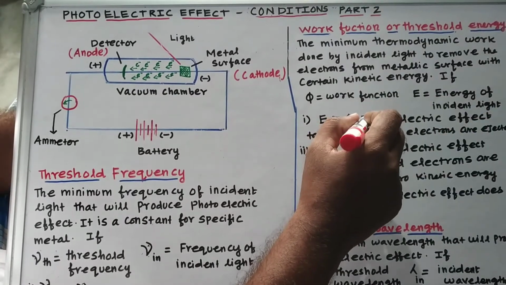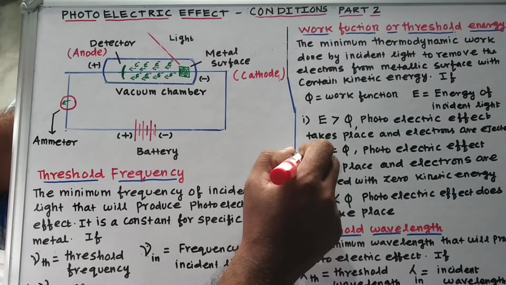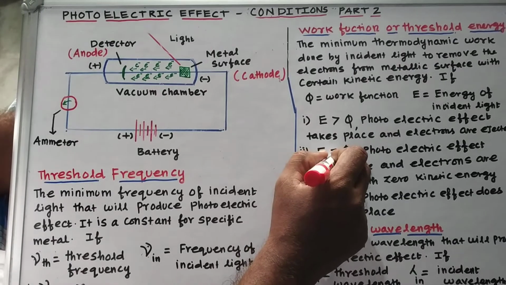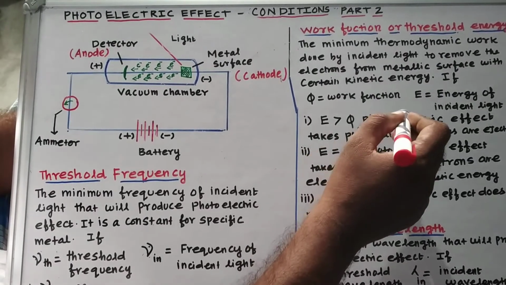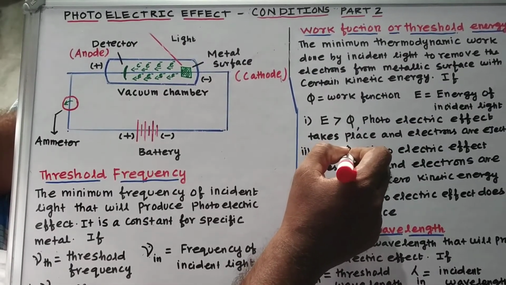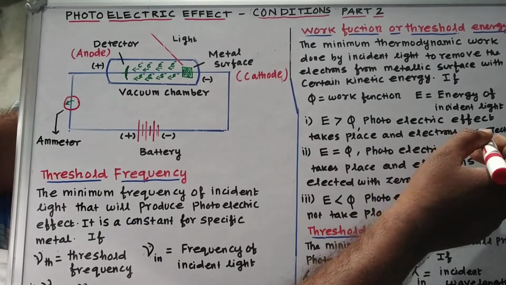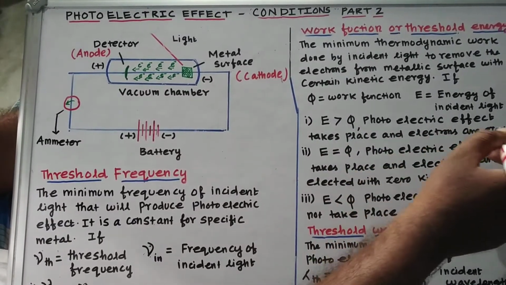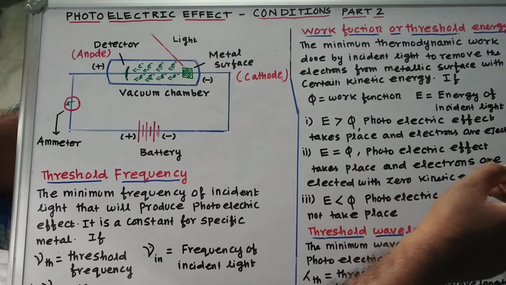Okay, it means the photoelectric effect takes place. Condition number 2, E is equal to φ. It means the energy of incident light is equal to the work function. Photoelectric effect takes place and the electrons are ejected with zero kinetic energy.